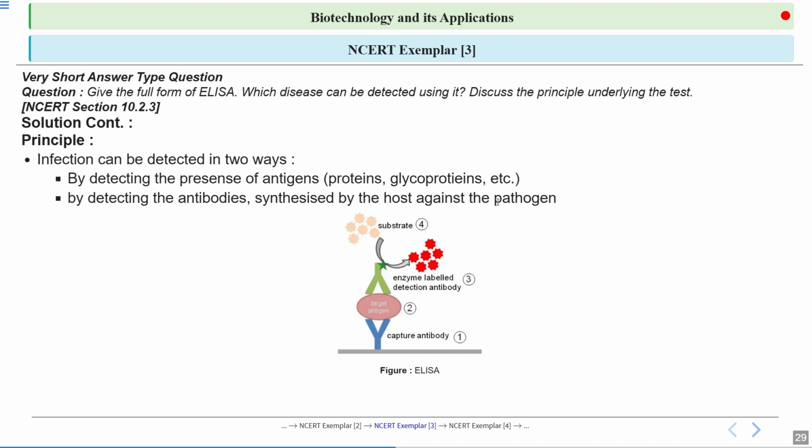For example, if someone is infected, once that bacteria or virus goes inside the human, it is going to produce antibodies against that virus or pathogen. So we can detect that antibody also, and by the presence of that antibody we can say there has been presence of that pathogen inside the host. So these are the two ways we can identify the infection.